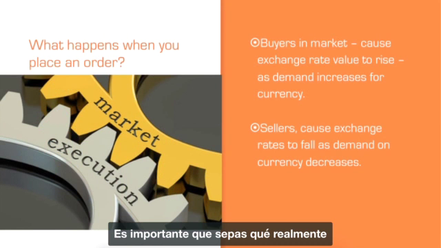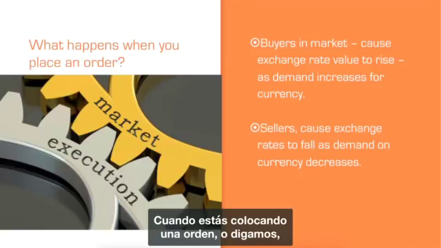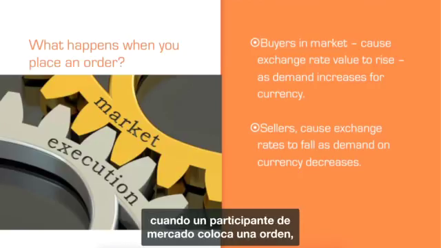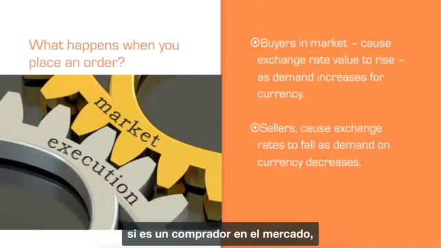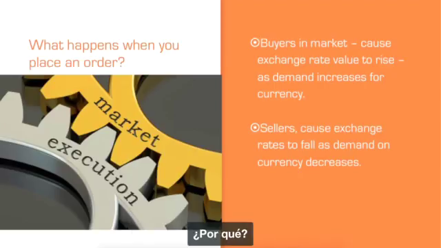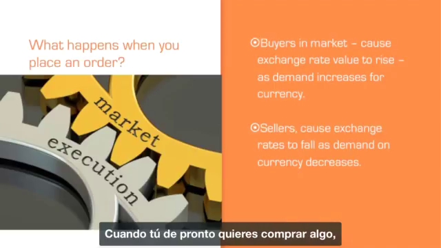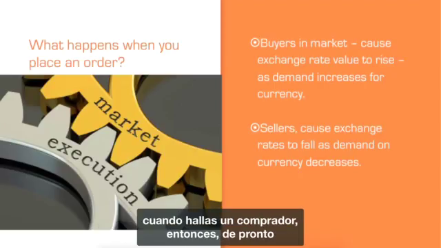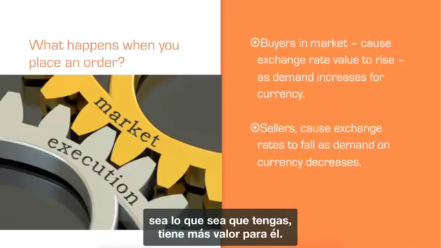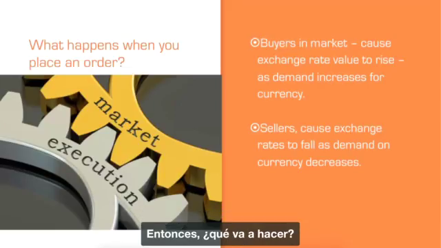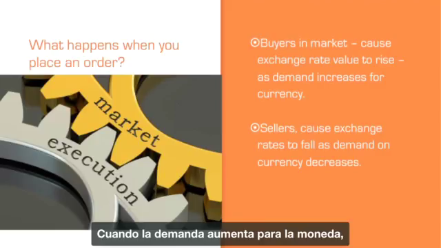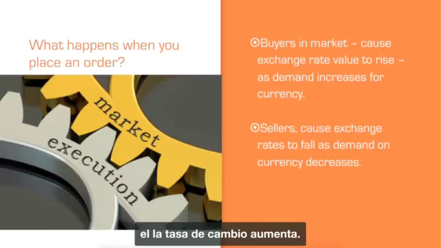It's important to know what is actually happening when you place an order. When a market participant is placing an order, if they're a buyer in the market, they are causing the exchange rate's value to rise. Why? Because they want to buy it. When you find a buyer, whatever it is that you have has more value to it. So it's going to rise. As the demand increases for the currency, the exchange rate rises.